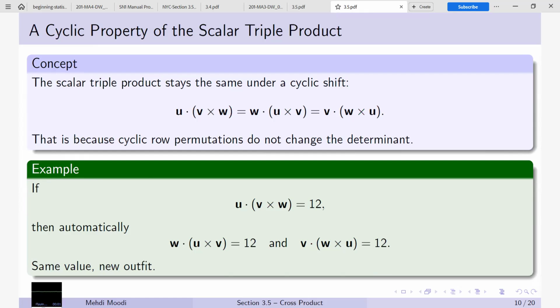Cyclic shifts are friendly here. Rotate the order in a cycle, and the value stays the same. It is the mathematical version of musical chairs where nobody actually loses a seat.